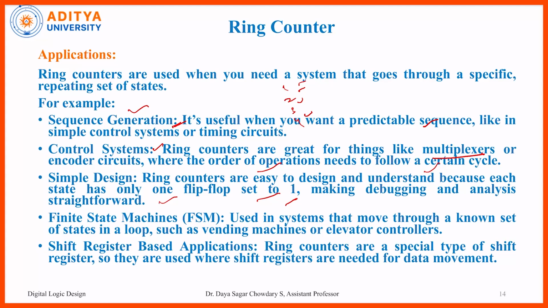Coming to finite state machines. Most devices, like vending machines, ATM machines, or coin collector and coin distributor machines, are finite state machines. Nowadays these are available in public places. Most of the time we use ring counters inside these vending machines, and also in elevator controls.